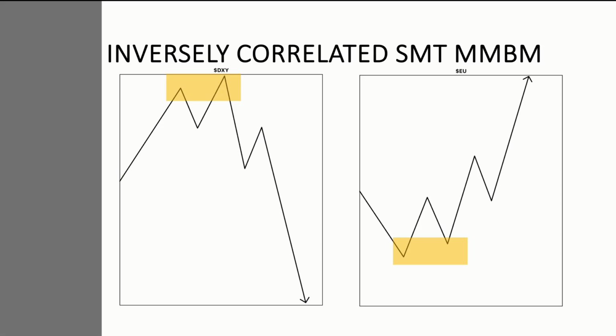So when Dixie trades into a premium of the range, whilst euro trades into a discount of the range, and we are anticipating euro to continue higher, to draw higher, what we will be looking for then is for an SMT to form between EU and the DOR index. And the SMT will be in the following form, where we will see the DOR index make a higher high, whilst the euro makes a higher low.